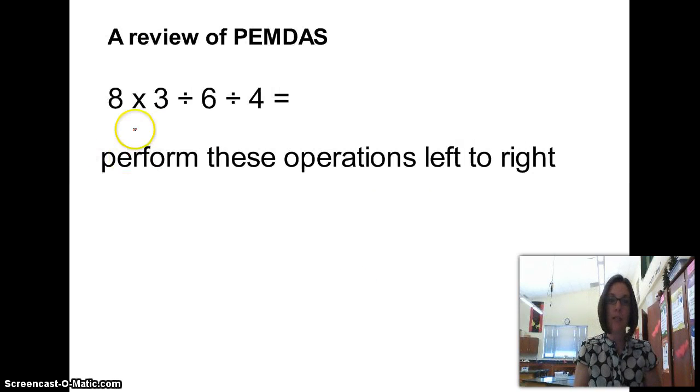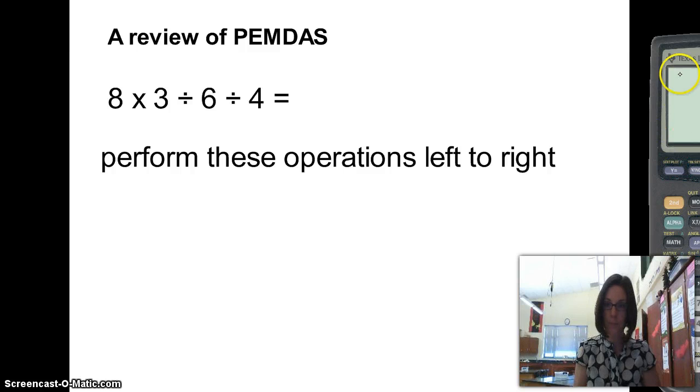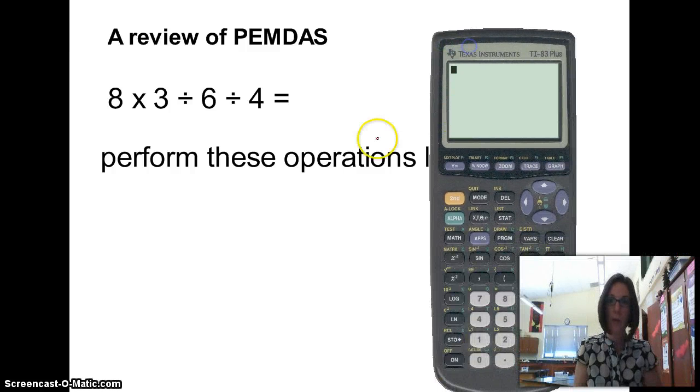If you had a linear expression like this, you would perform these operations left to right. So let's pull up a calculator, and we're going to put these in left to right. So we would put in 8 times 3 divided by 6 divided by 4. And what the calculator is going to do is say 8 times 3, which is 24, divided by 6, which is 4, divided by 4, and then we're going to get a value of 1. So each thing is performed left to right.